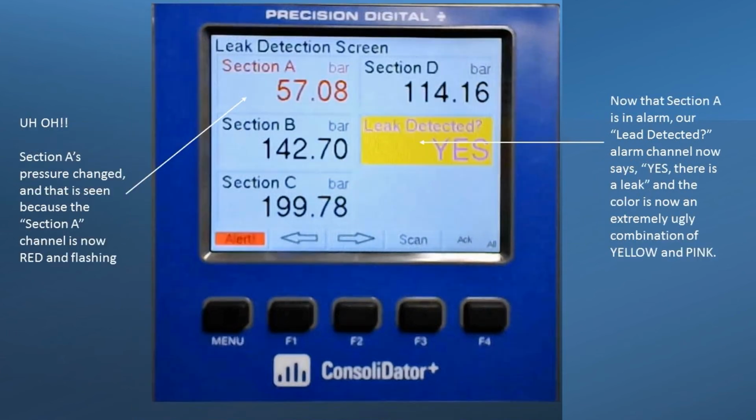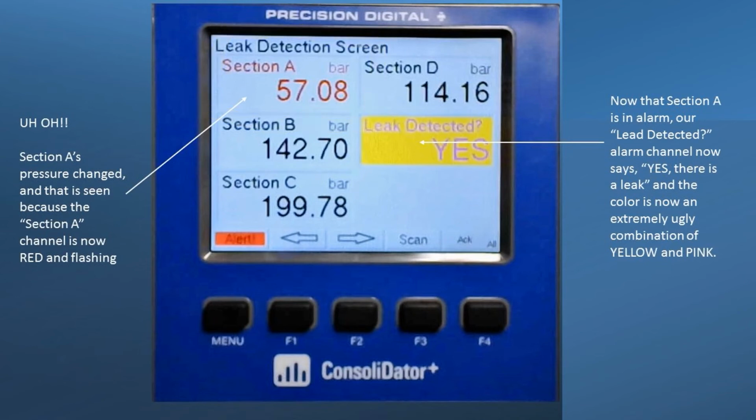Well, what we're going to get is an alarm. So our leak detected alarm turns this really ugly yellow and pink color. Again, I did that just to show you we can use any colors we want, even if they look horrible. And you'll notice here, we're also looking at section A. That's the one that's causing us the problem.